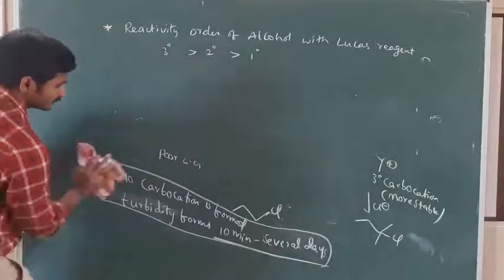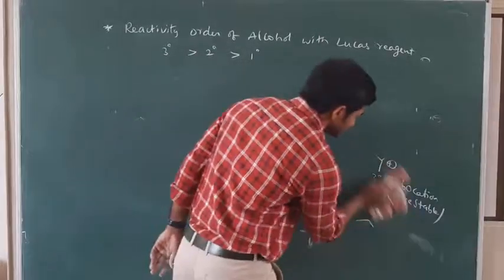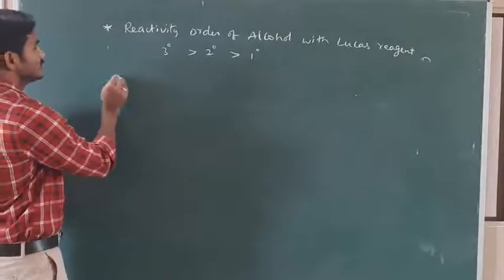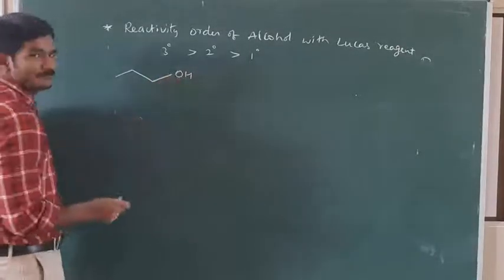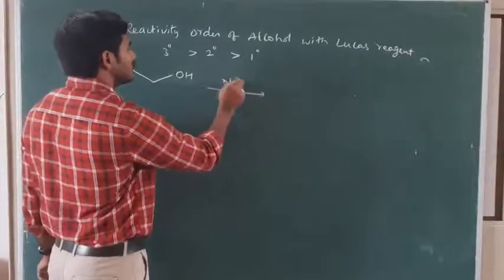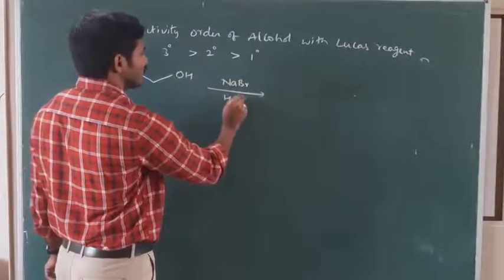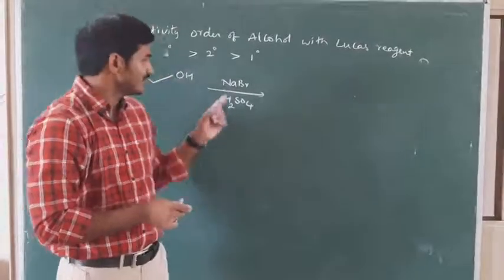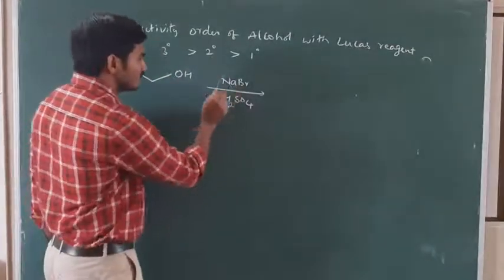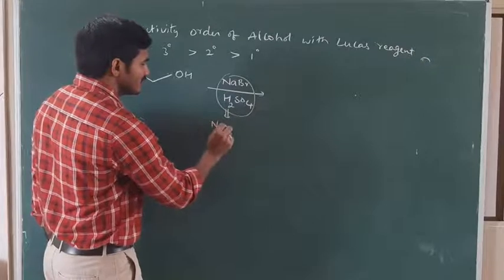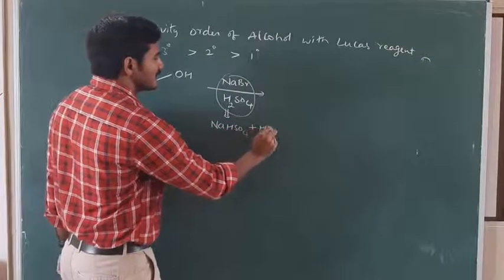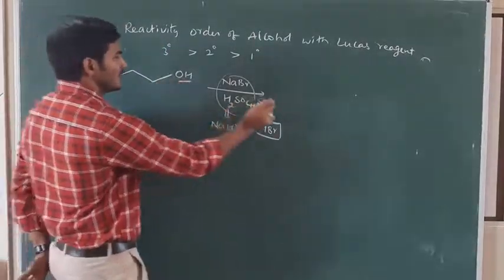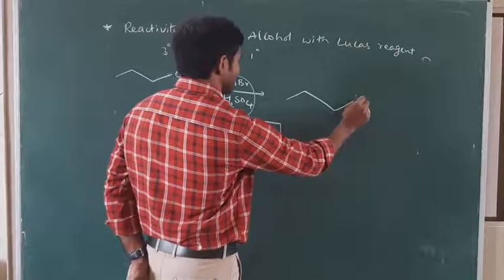Next, not only Lucas reagent, by adding some other reagents also you can prepare the haloalkanes. Suppose I take this molecule, a primary alcohol, and I want to prepare the bromoalkane. I cannot add HCl because HCl contains chlorine. So I take NaBr. NaBr and H2SO4 combined together can form NaHSO4 plus HBr. Now it can generate the HBr. So this HBr can replace OH and form the bromoalkane.